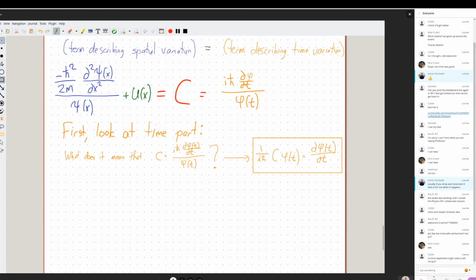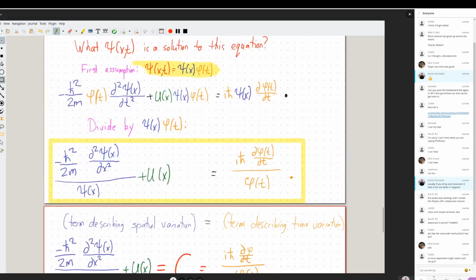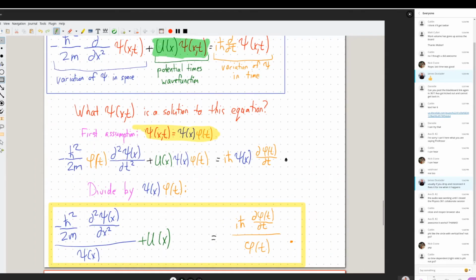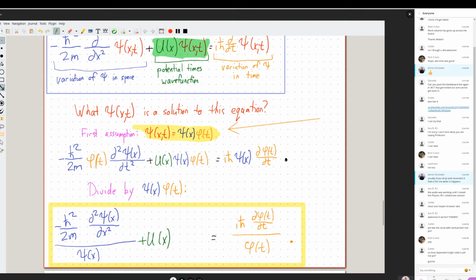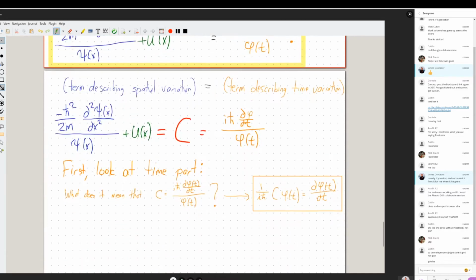So the notation that we've chosen, going back here, looking at that piece, is we're representing the spatial dependent part with psi of x and the time dependent part with phi of t. All these Greek letters.